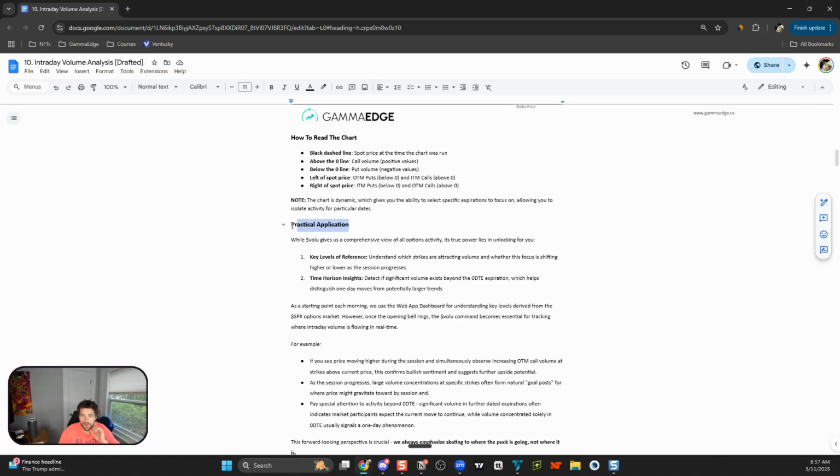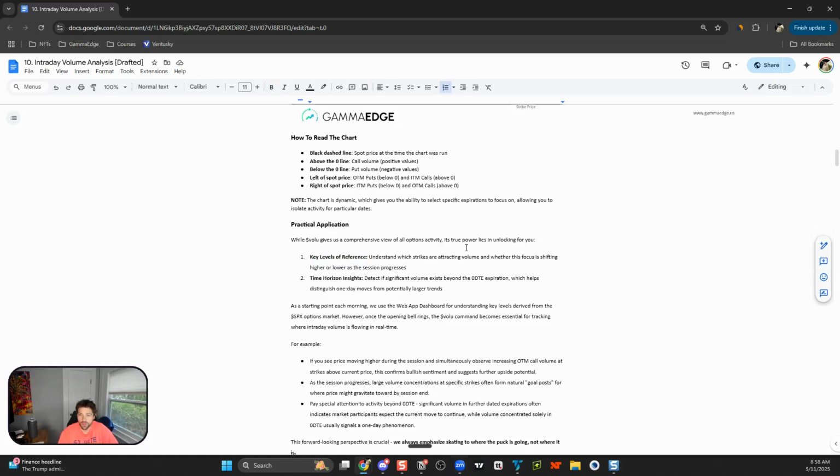And so getting to the practical application, because that's what matters most. While Vol-U gives us a comprehensive view of all options activity across strikes and expirations, what it's really good at is providing us with key levels of reference.